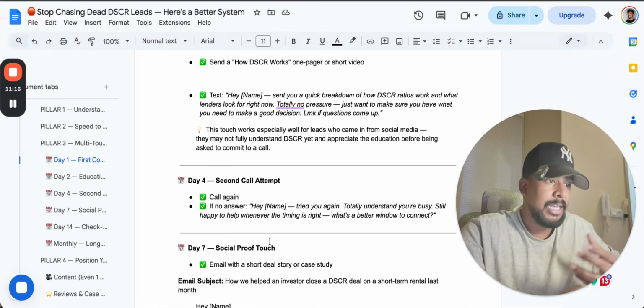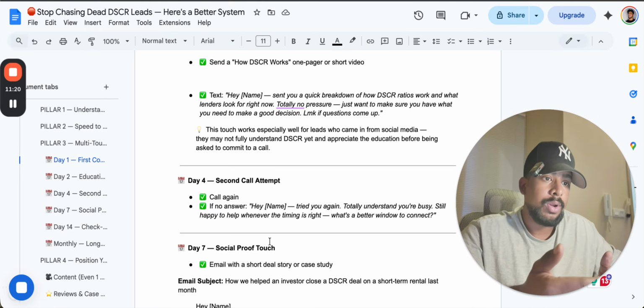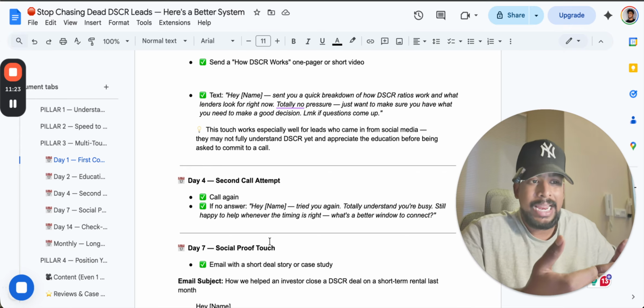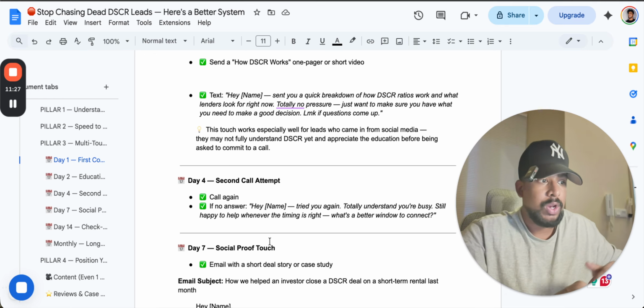All right. Day four, again, you can have a second call attempt. You can actually use your own phone to call, or you can just build an AI-based agent to call these people. It works amazingly well here.